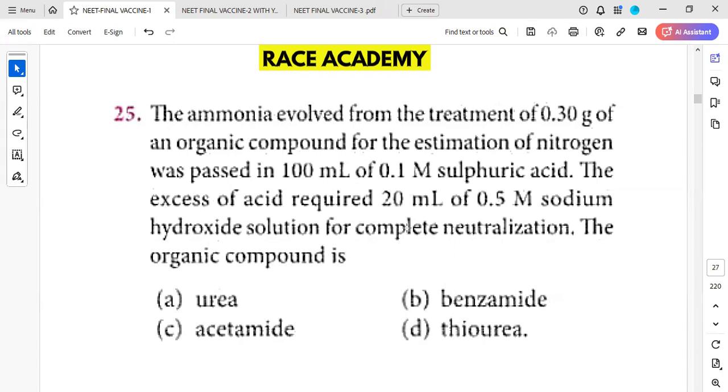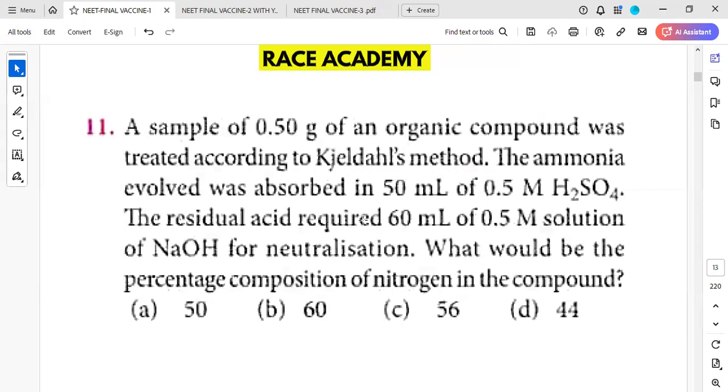Whichever purification technique is asked, you can use that technique or apply the mathematical formula and get the percentage of nitrogen. That's all. These are the things, dear students, we have discussed in this video. You can use this mathematical formula to find the percentage of nitrogen, and after that verify which nitrogen compound is suitable.